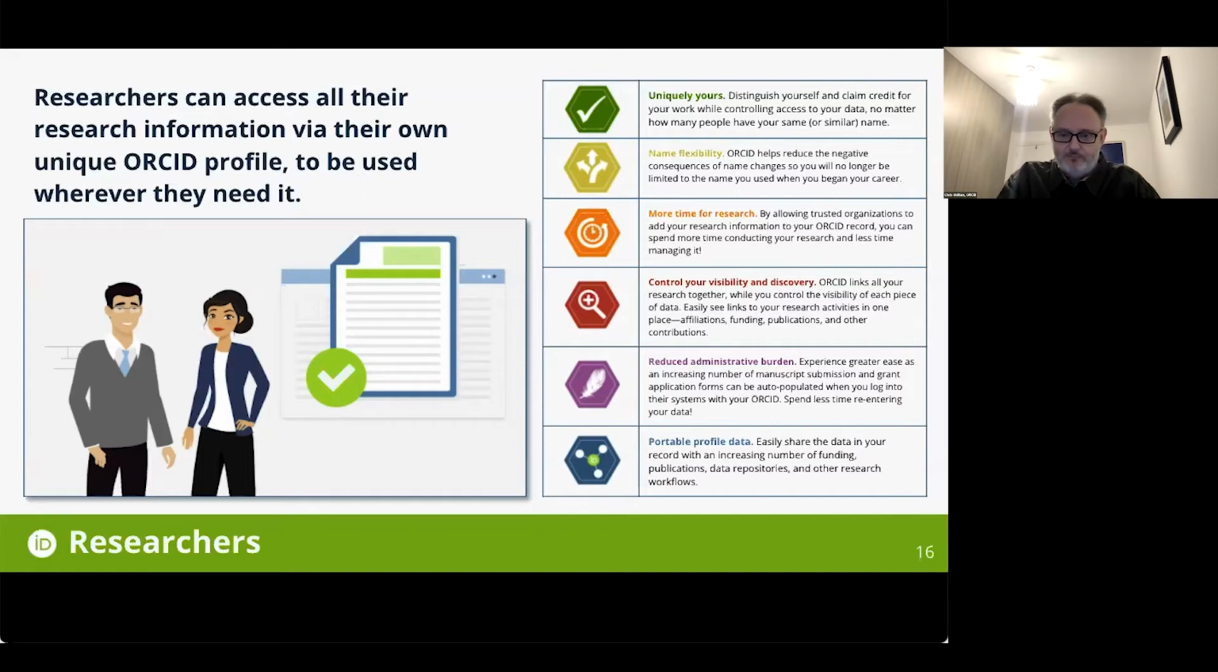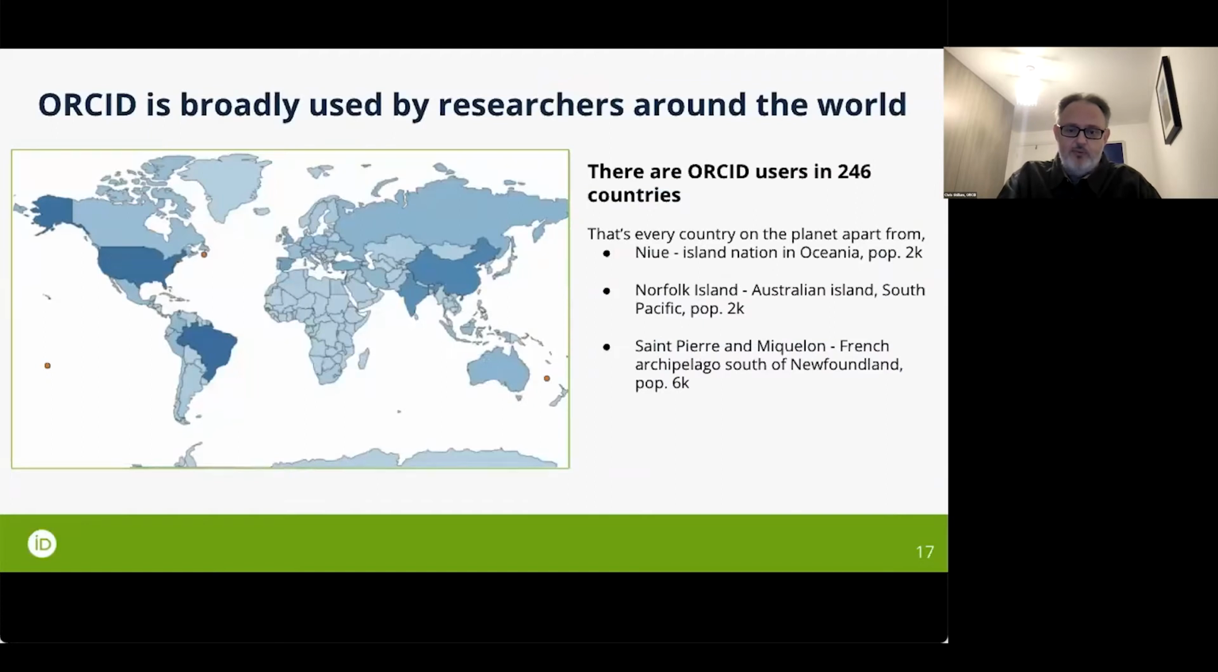Next slide. So we are very broadly used around the world. We did some analysis recently and figured out that we have researchers registered in 246 countries, if you use the ISO country code list. So that's everywhere apart from 3 really small island nations. And if anybody knows any researchers in those places, let us know, because we'd love to fill in those gaps in the map. Next slide.